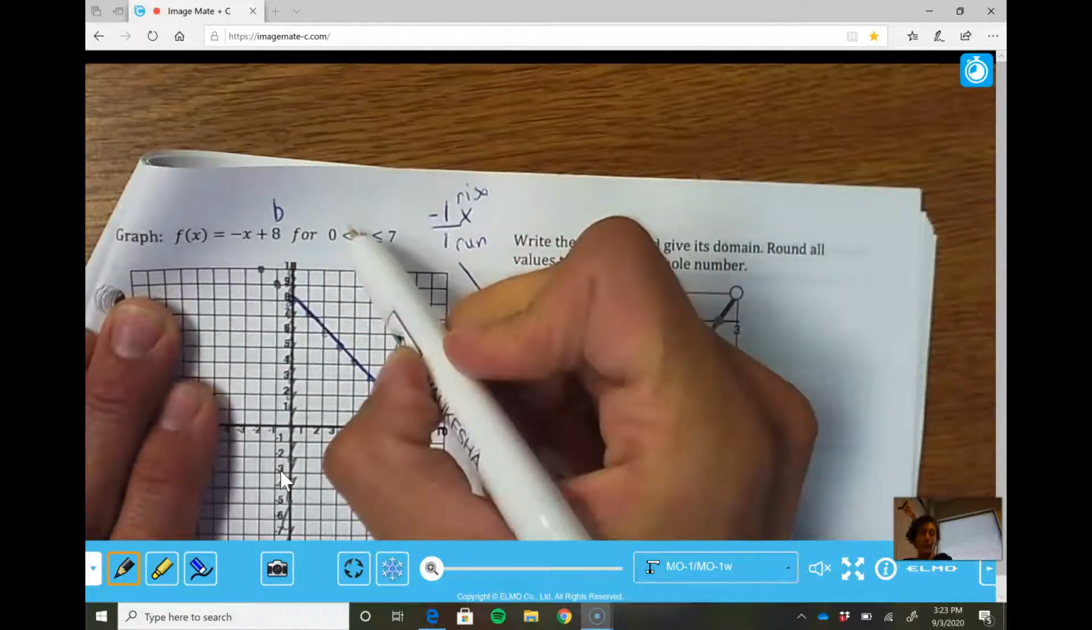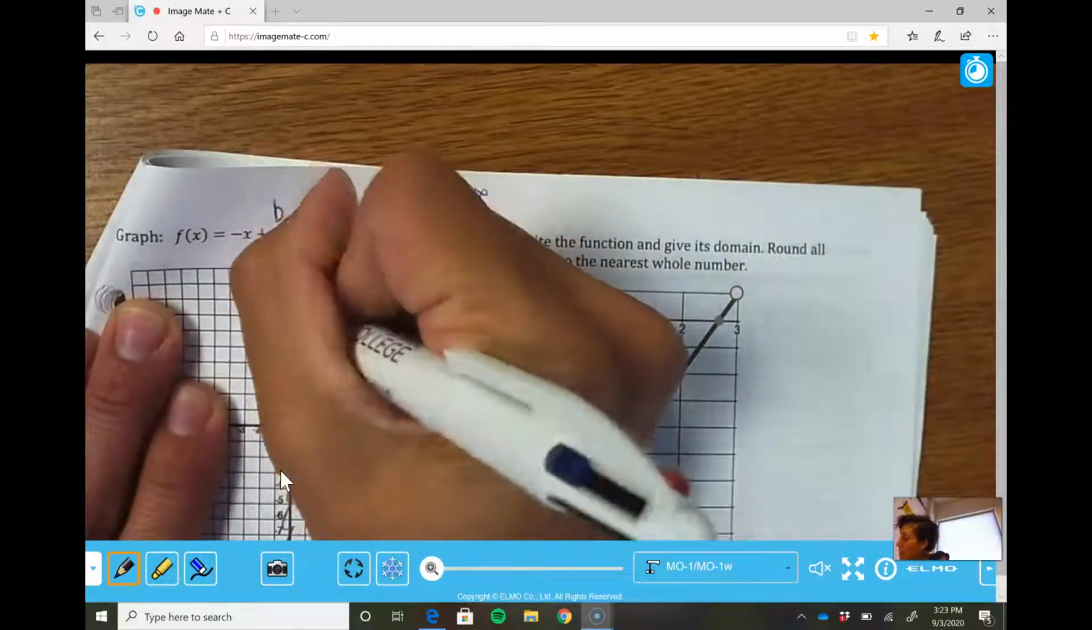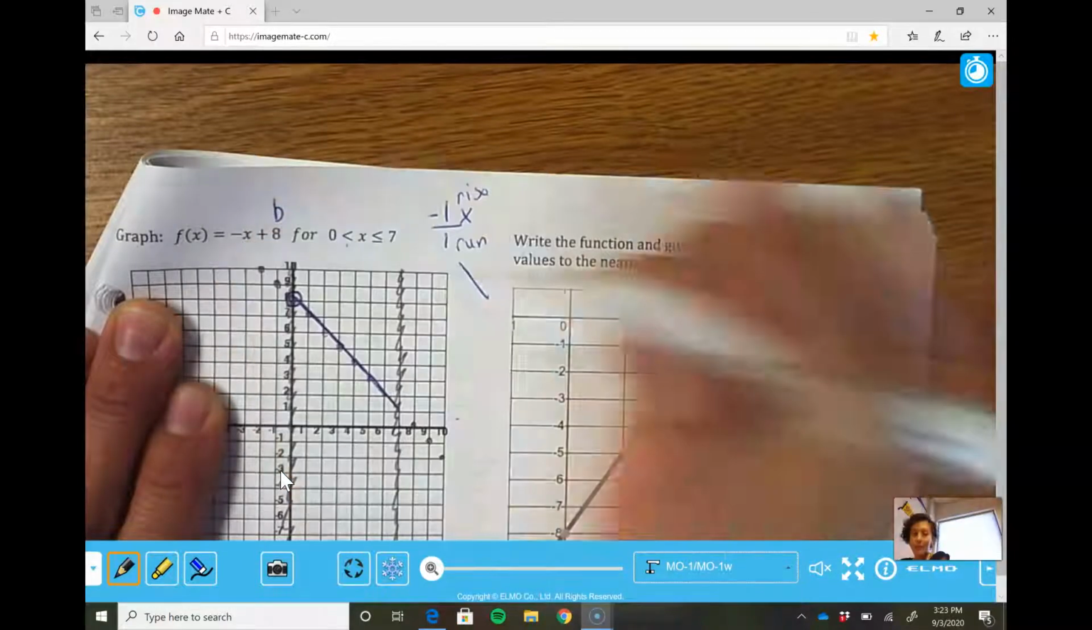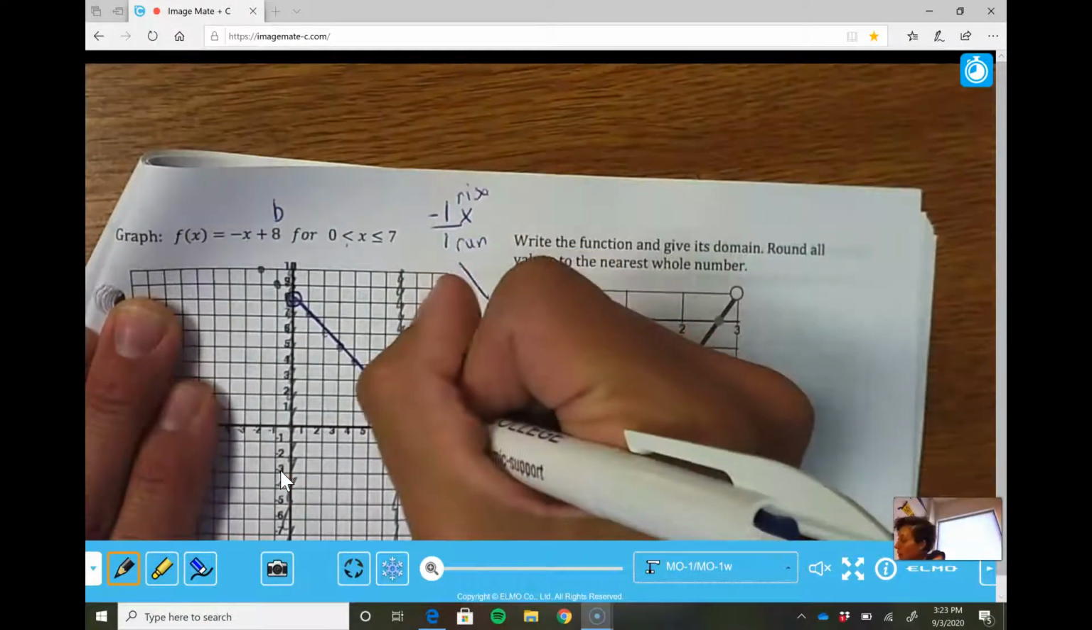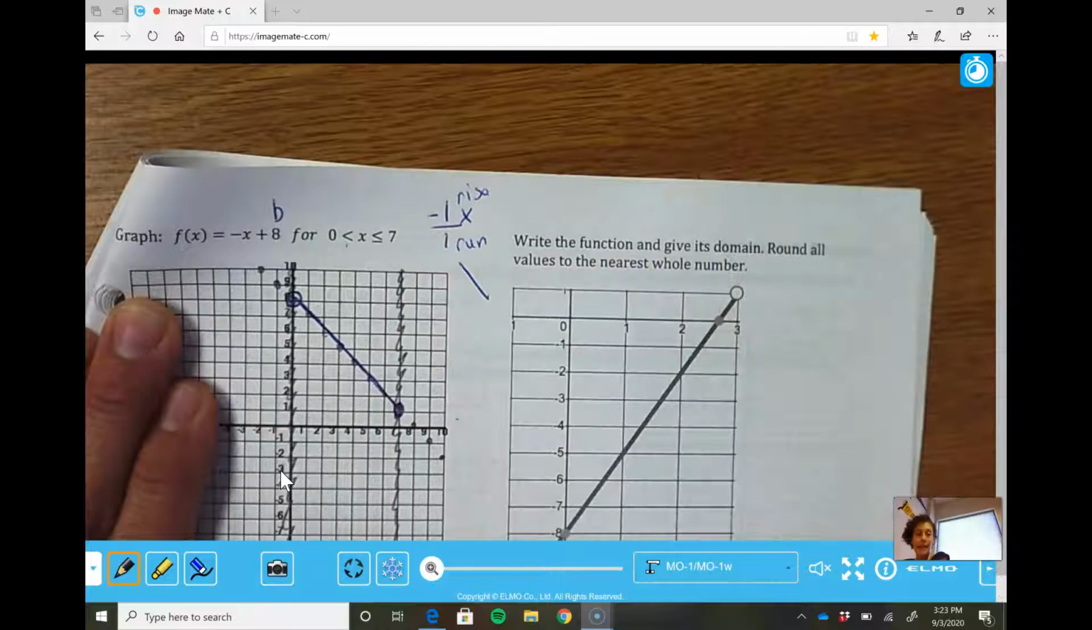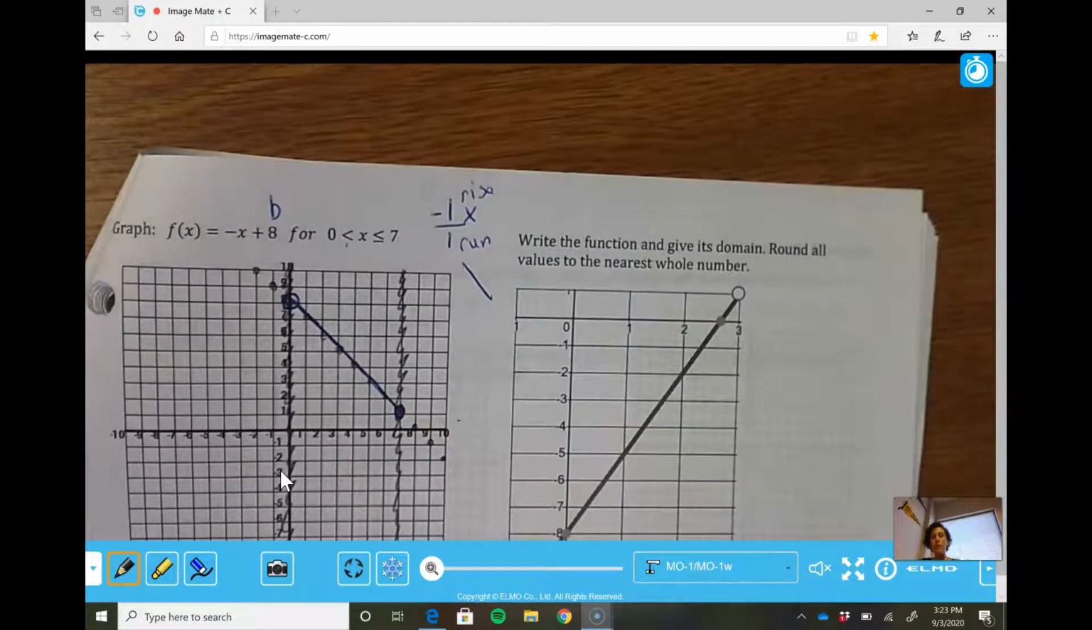And 0, this is less than, so I'm going to make an open dot here. And when I go to the 7, I'm going to put a closed dot like that. So 0 is not included, but 7 is included. All right, so let's just try this one.